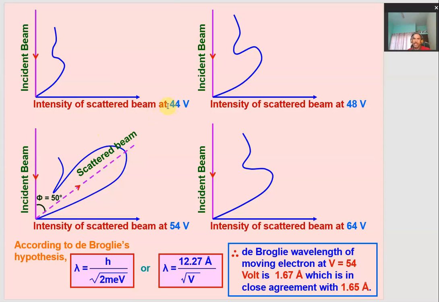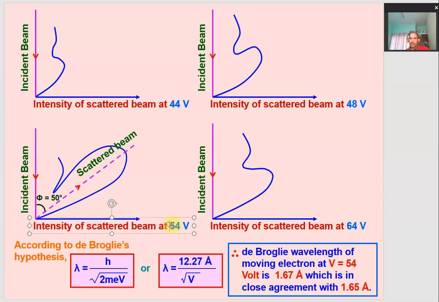It has been observed that the pattern of the scattered electrons is very similar to the X-ray diffraction pattern, as explained in Bragg's diffraction. Then the question is, at what point is the amplitude or intensity of the scattered beam maximum, and in what situations? It has been observed that the intensity of the scattered beam is maximum at the scattering angle of 50 degrees and at the accelerating potential of 54 volts.